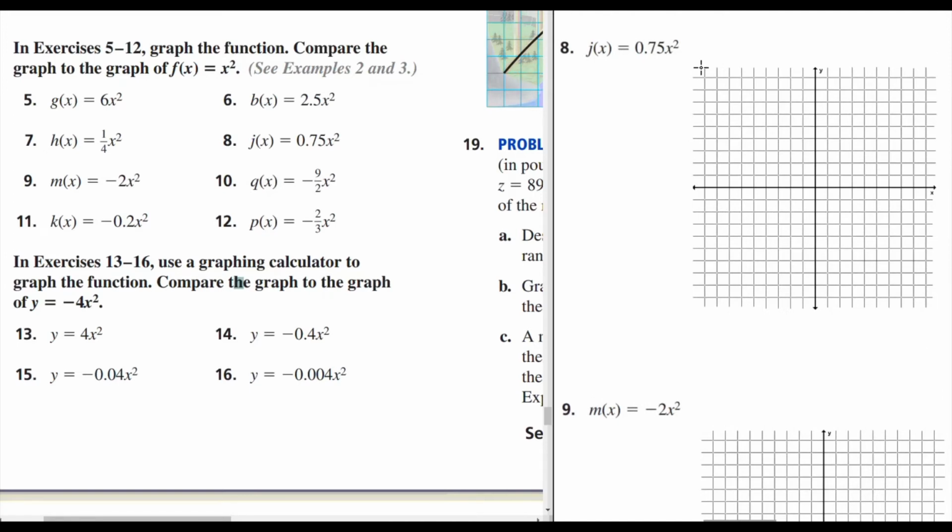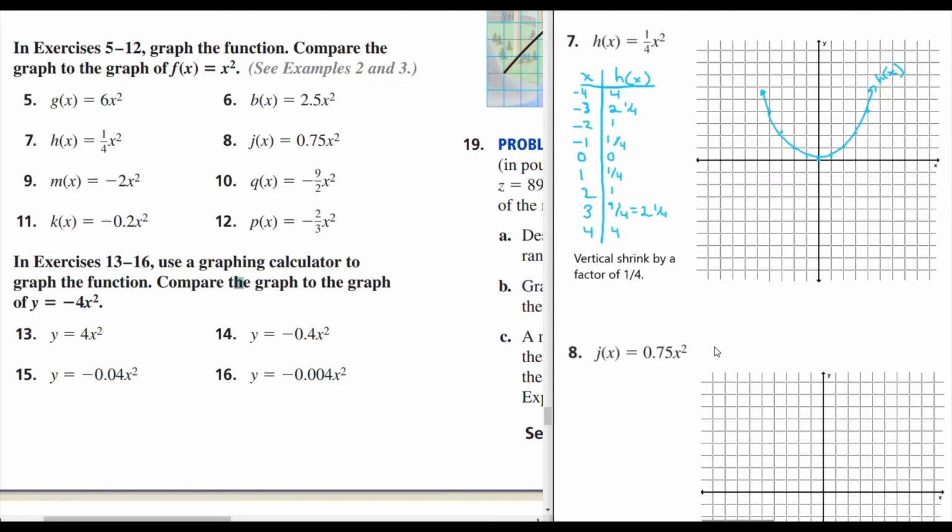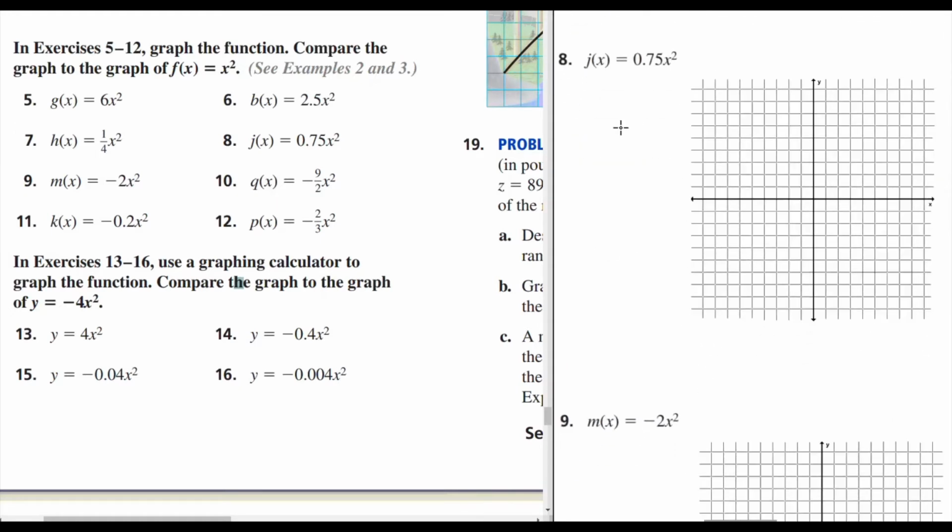Number 8, this is a very similar problem to number 7. The leading coefficient is 0.75, 3/4, instead of a 1/4. So I'd expect my heights to be 3/4 as much as the parent function, where these were just 1/4 as much. All right, so let's go ahead and make an input-output table, x, j of x. And one more time, I am going to plug in those values, 0, 0, 1, negative 1, 2, negative 2, 3, negative 3. I'll start there.